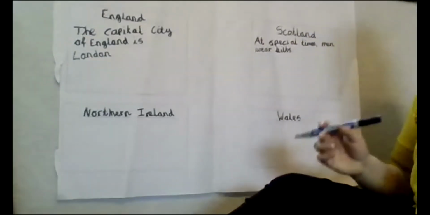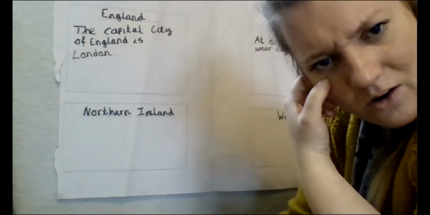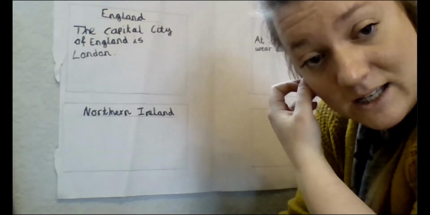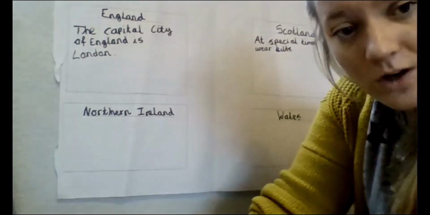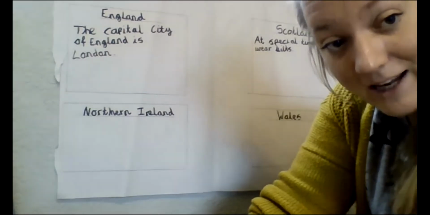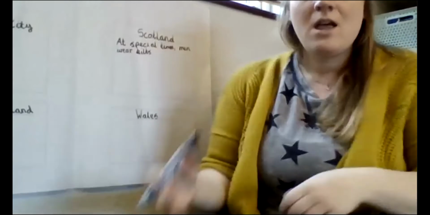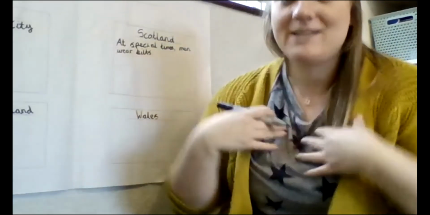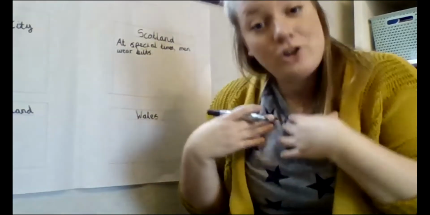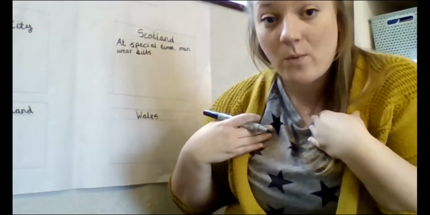Okay, let's do one for Wales. So let's have a think. There's a creature on the Welsh flag. Can anyone remember what it is? That's right, it's a dragon. Does anybody know what colour the dragon is on the Welsh flag? Well done, it's red. So I'm going to write, let me think of my sentence before I say it. There is a red dragon on the Welsh flag.